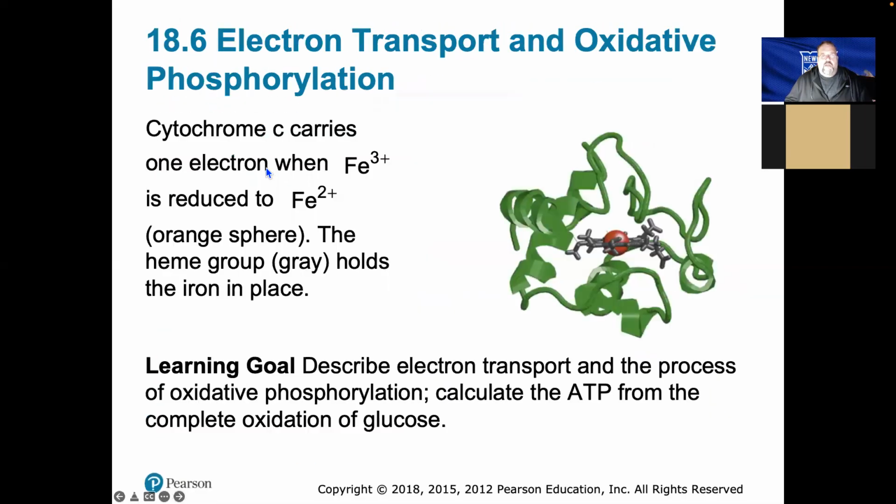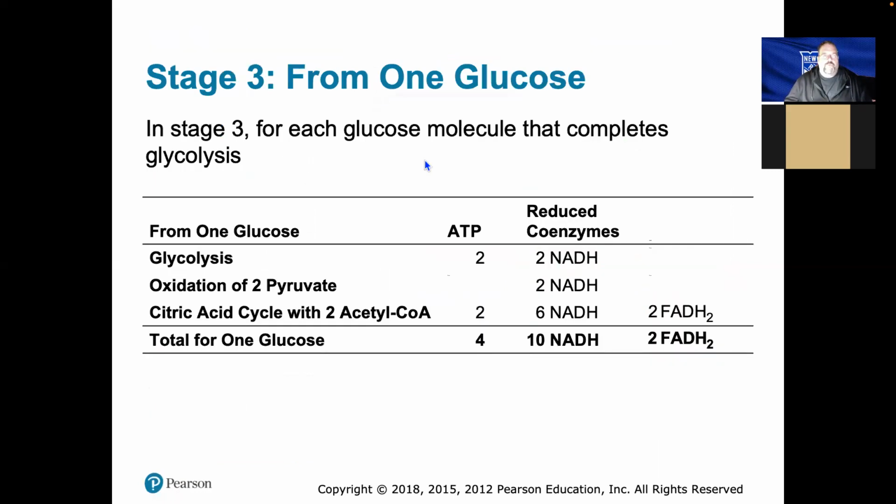Okay. Electron transport and oxidative phosphorylation. So, stage 3. In stage 3, for each glucose molecule that completes glycolysis, from 1 glucose, glycolysis gives us 2 ATP, 2 NADH. The oxidation of 2 pyruvates gives us 2 molecules of NADH. And then the citric acid cycle with 2 acetyl coenzyme A's gives us 2 ATP, 6 NADH, and 2 FADH2.